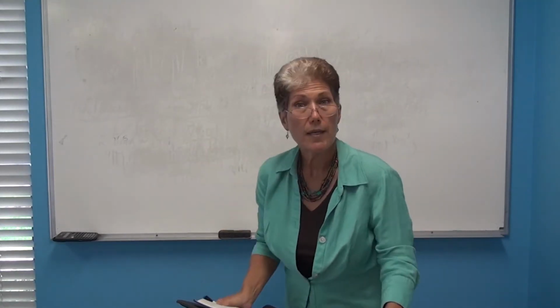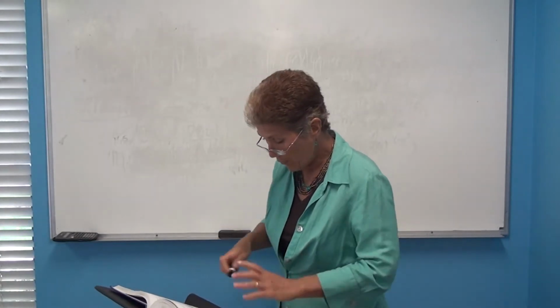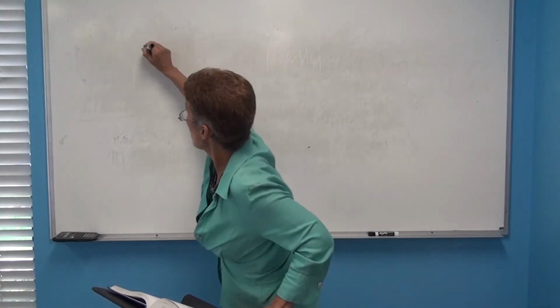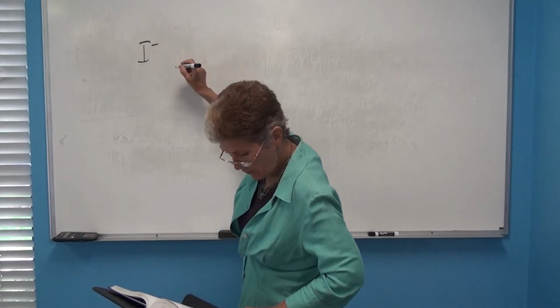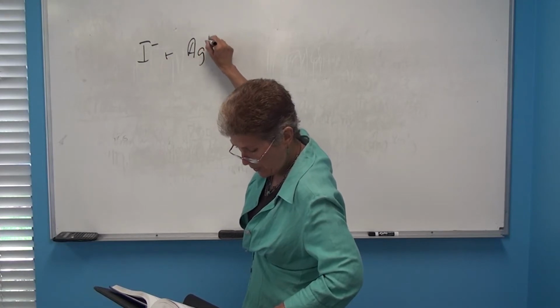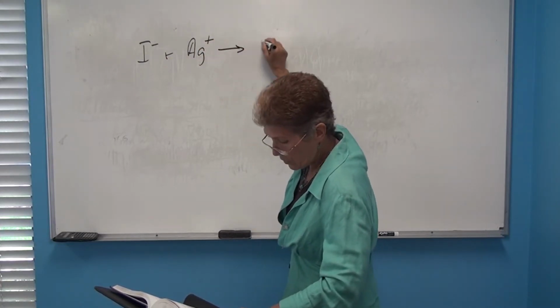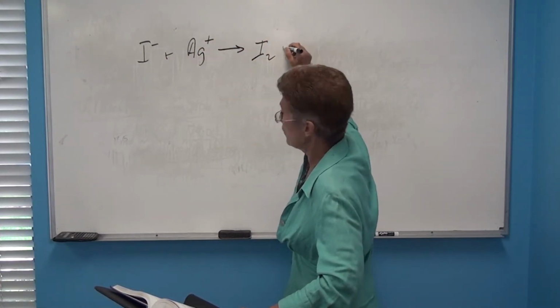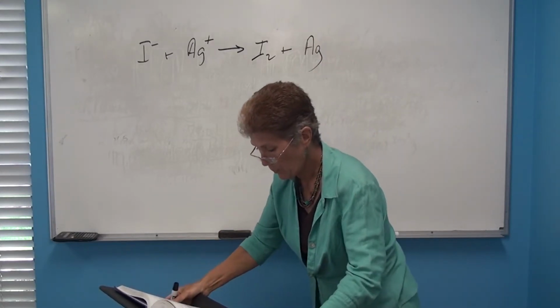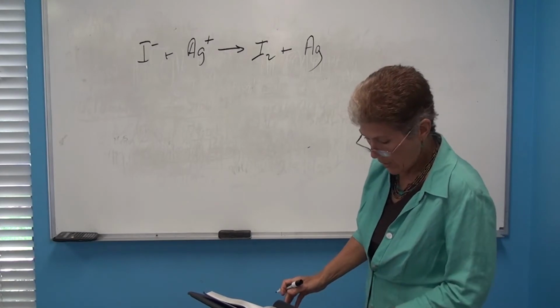Okay. Number 9. Balance the following redox reactions. There's stuff like this on your test. And so we have I negative aqueous plus Ag positive yields I2 plus Ag. I left out the phase symbols. Please forgive me.